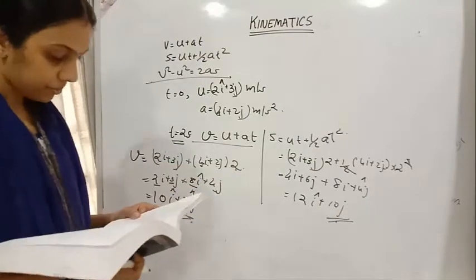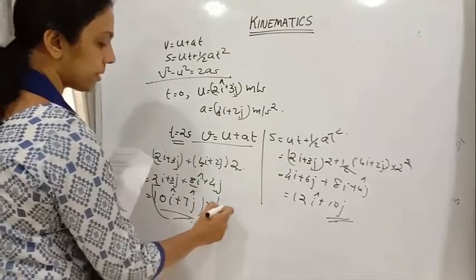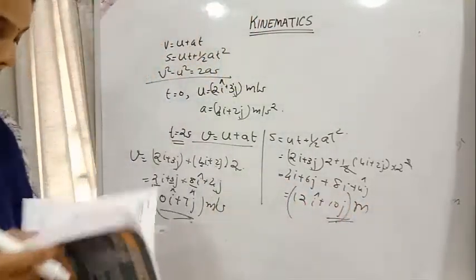Clear? Next, you should write down the unit also, meter per second. This is in meters. So it is 12i plus 10j.